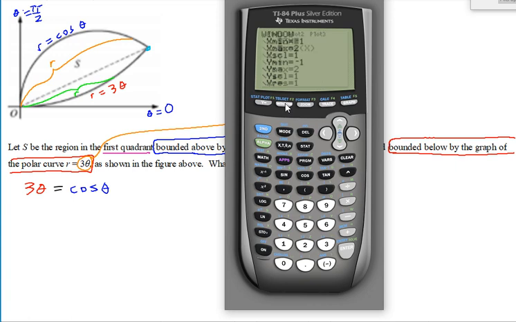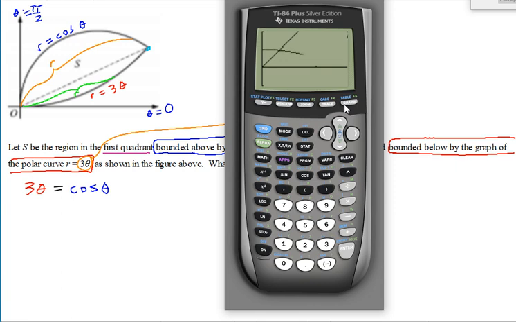And then window size, we just want to look where they intersect between theta equals 0 and theta equals pi over 2 in our first quadrant. So it'd be 0 to pi over 2, to see where they intersect. And then y min and max, let's just make that, since these are not negative ever, we don't have to work with the negative values, -1 to, let's say, 2 again, and graph these.